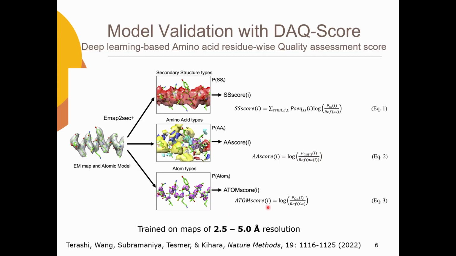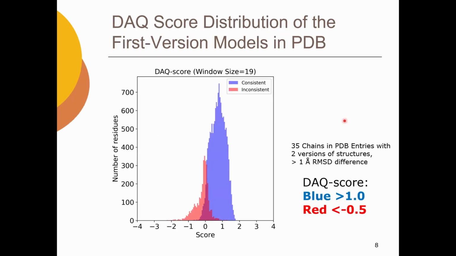Same thing about the atom score. This atom score tells you the probability that a C alpha is located at that position in your model relative to the overall C alpha probability of the map. So positive means that the C alpha position at that place is supported better than the overall background. We also have a secondary structure score, but the idea is the same.